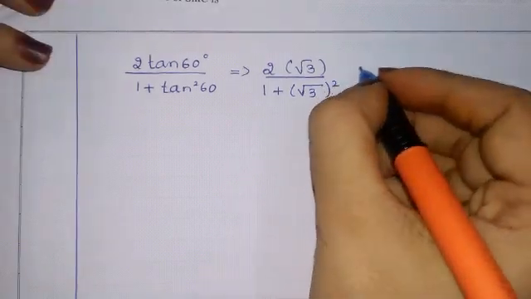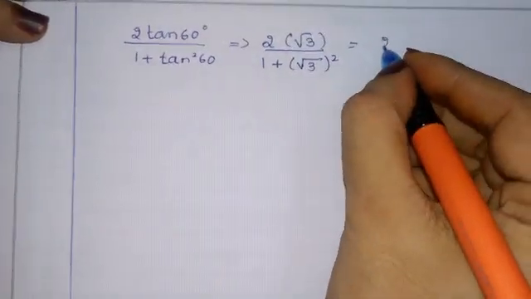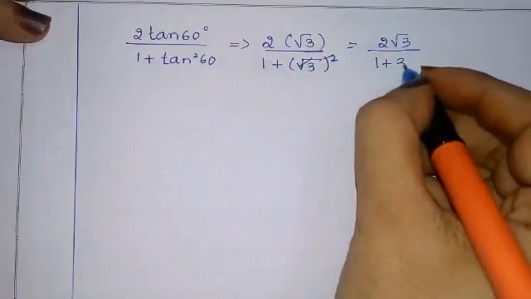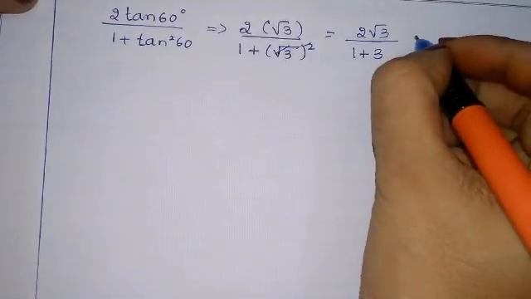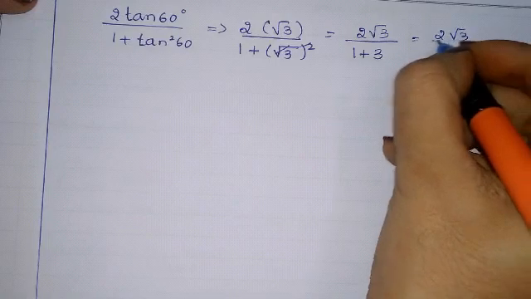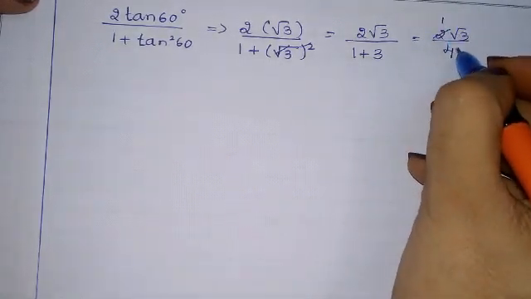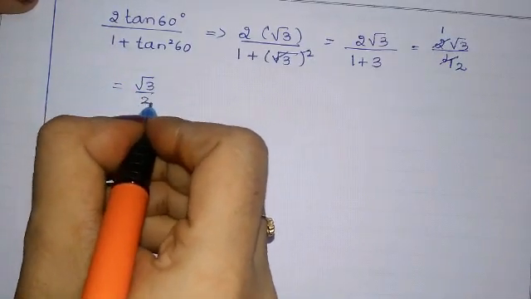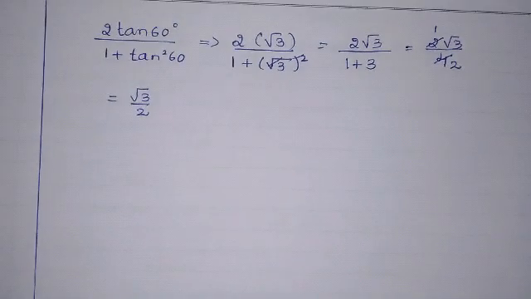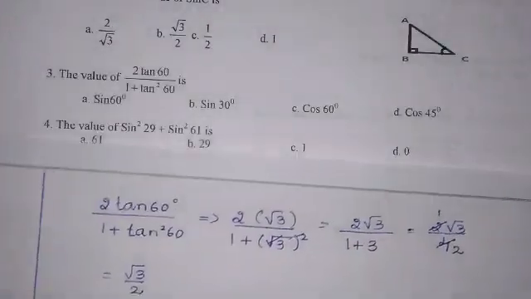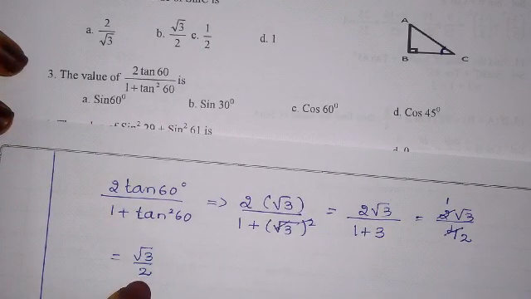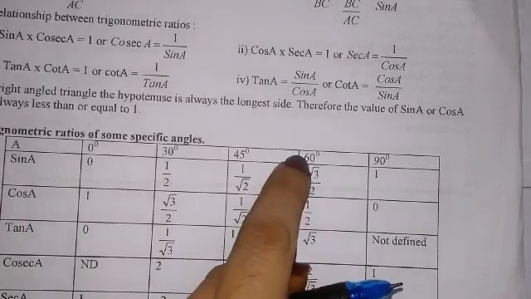Now here 2 into root 3 will be as it is, upon 1 plus, the square and root get cancelled, 3. So what we are going to get is 2 root 3 upon 4. 2 ones are 2, 2 twos are 4. Here we got the answer root 3 by 2. The options are sin 60 and so on. We can see sin 60 has root 3. For what value will we get root 3 by 2? Sin root 3 by 2 is for 60.